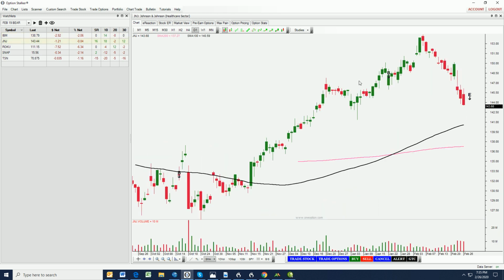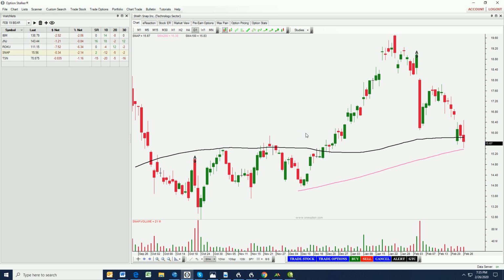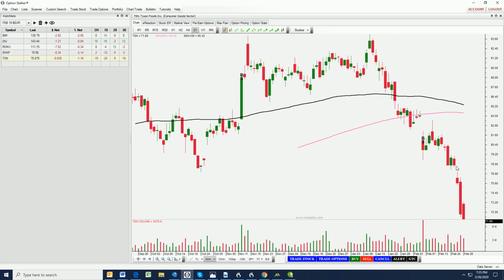J&J. Oh, look at that selling. Genius. Roku. Selling. Genius. Snap. Genius. TSN. Genius. Actually, TSN, I did get that bearish call spread off. That was one of the only bearish call spreads I could get off because the rest of them had already rallied, so we weren't able to get those trades off.